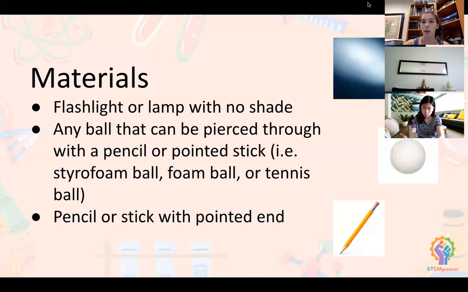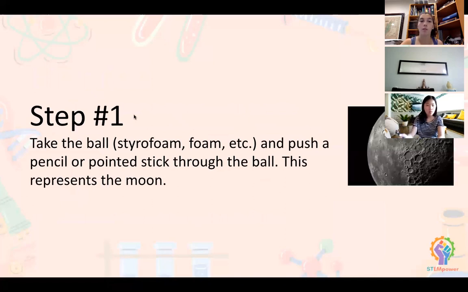I understand that Monica is getting her materials still, but I'm just going to move on to the first step. So once you have all of your materials, you're going to take the ball, so whatever you found that you're able to use, and push the pencil or pointed stick through the ball, and then that is going to represent the moon, so the little ball that you found.